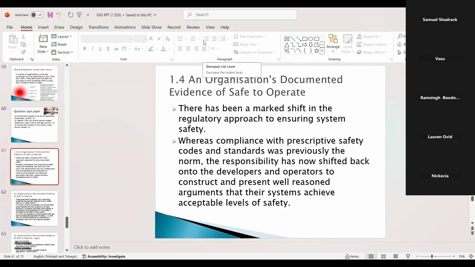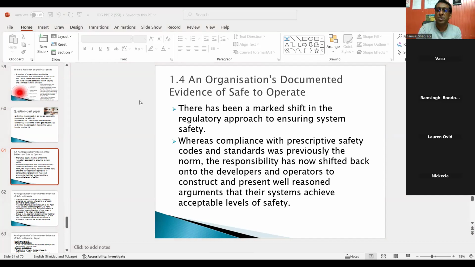Organization's documented evidence of safe to operate. This is very simple, but let me read one or two of it first. There has been a marked shift in regulatory approach to ensuring system safety, a lot of laws in the UK in fact. Whereas compliance with prescriptive safety codes and standards was previously the norm, today it is the law. The responsibility has now shifted back onto the developers and operators to construct and present well-reasoned arguments that their systems achieve acceptable levels of safety. Let me see what I can explain.